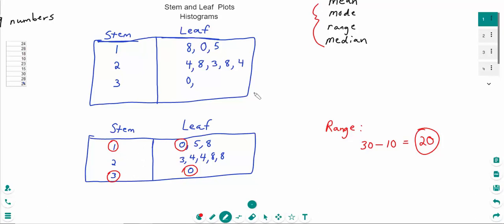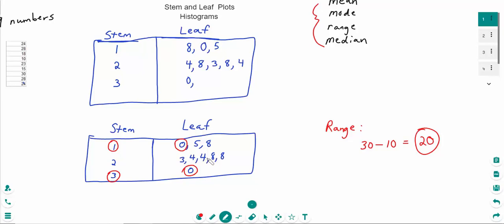All right. Now, if we want to find the mode, for example. Remember what the mode means. It means the one that occurs most often. This one we have to look through for duplicates. So we have 0, 5, and 8, no duplicates there. We have a 3, 4, 4, and an 8, 8. So we have two 4s and two 8s.